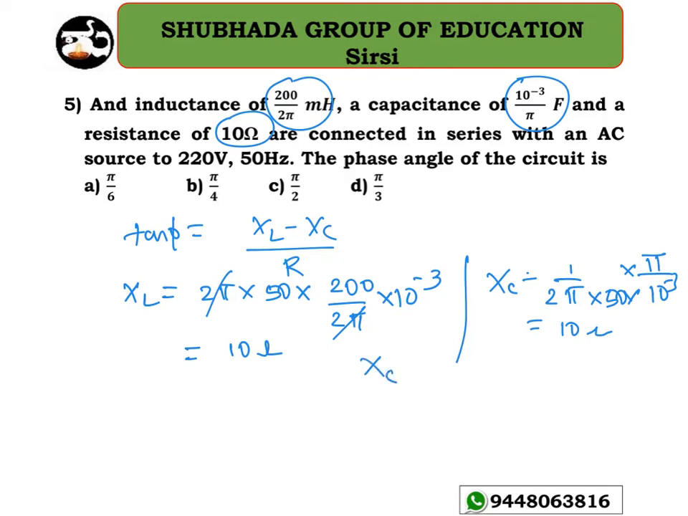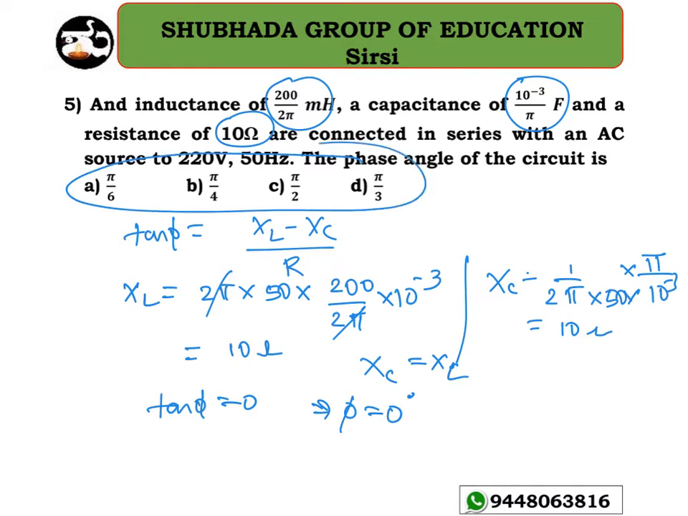So clearly XC must be equal to XL here. So tan phi equal to 0. It implies phi is 0 degree. There is no option which contains 0 degree here, but 0 degree is the right answer according to my view. You can also go for cos phi equal to R by Z.